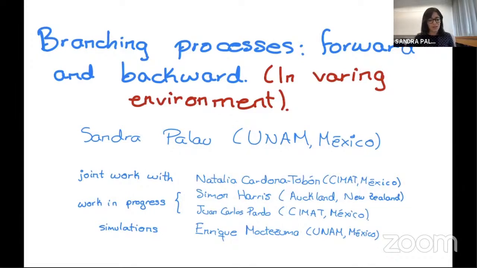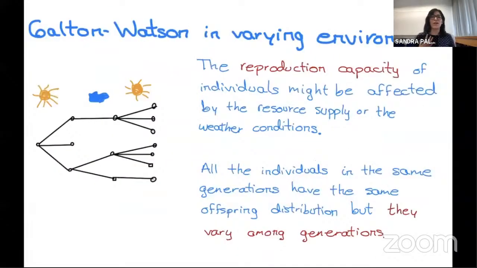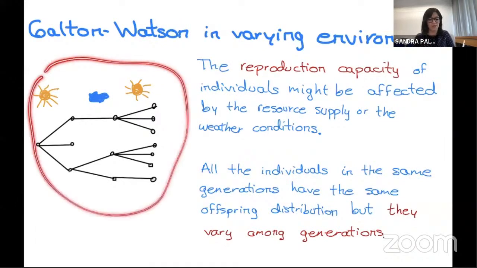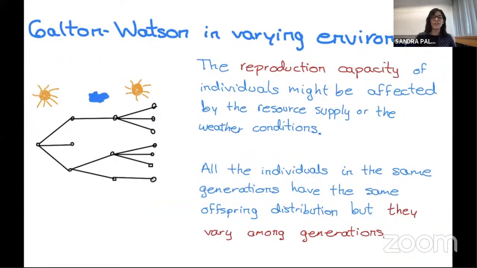So what is this? Well, we are going to work with Galton-Watson processes in varying environment. These are branching processes where the reproduction capacity of individuals might be affected by the resource supplies or the weather condition, as in this picture. So all the individuals in the same generation will have the same offspring distribution, but it can vary among generations. That is what we are going to call varying environment.